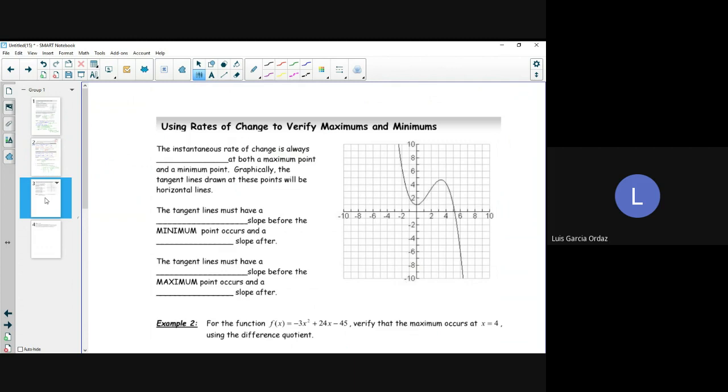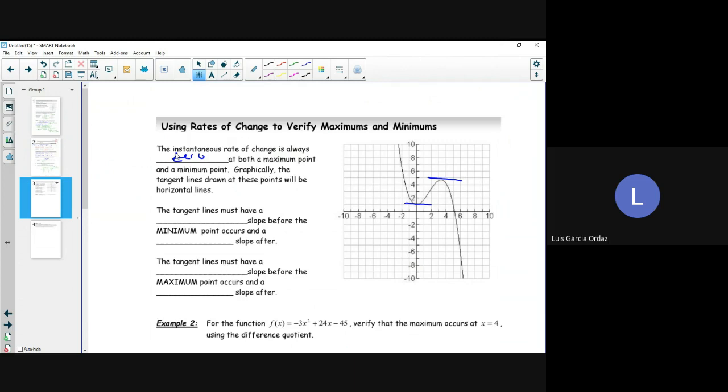So here we have some general information. The instantaneous rate of change is always 0 at both maximum and minimum points. Graphically, the tangent lines are drawn horizontally at these places. Okay? So as you can see, at the local maxes and mins, they're always horizontal lines represented by tangents.